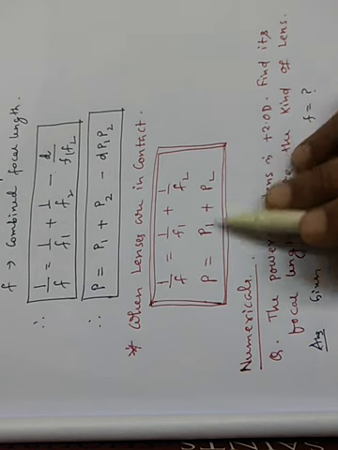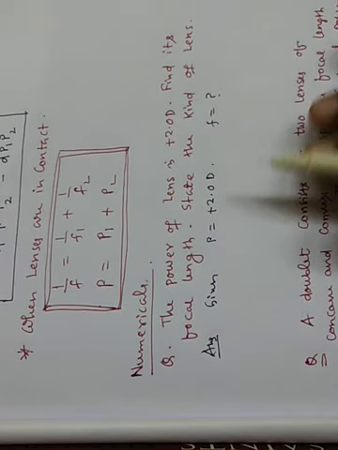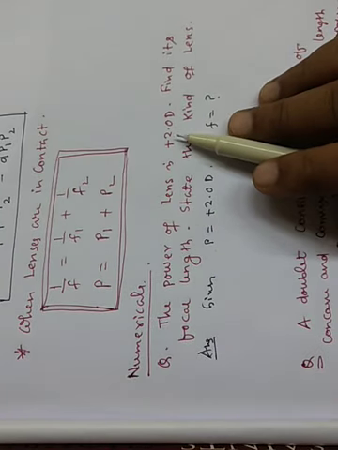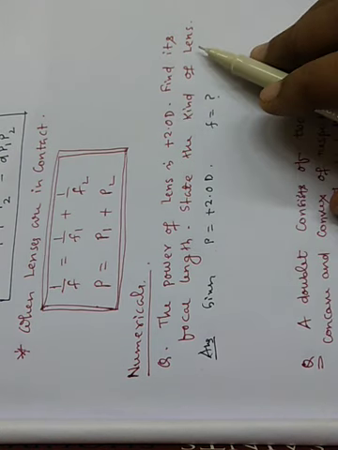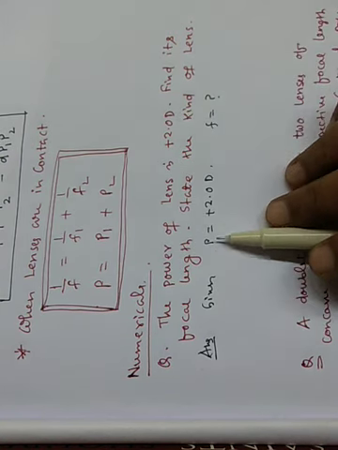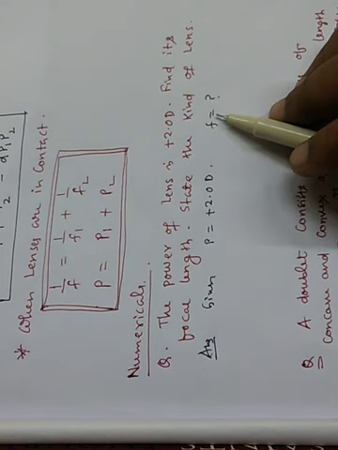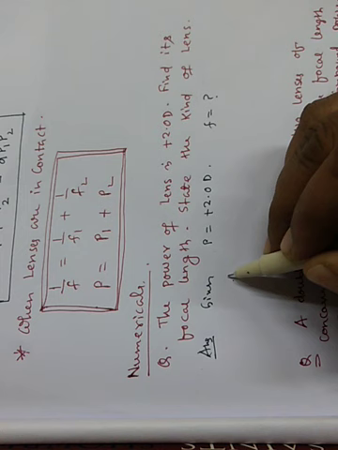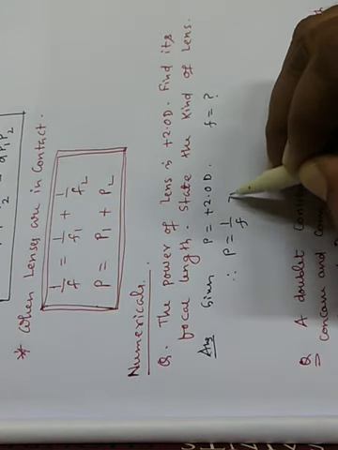Now we have to do two numericals regarding these two formulas. The first one: the power of the lens is plus 2.0 diopter. Find its focal length and state the kind of lens. First we write the data. P is given as plus 2.0 D. We have to calculate the focal length. Then we recall the formula: P is equal to 1 by F.